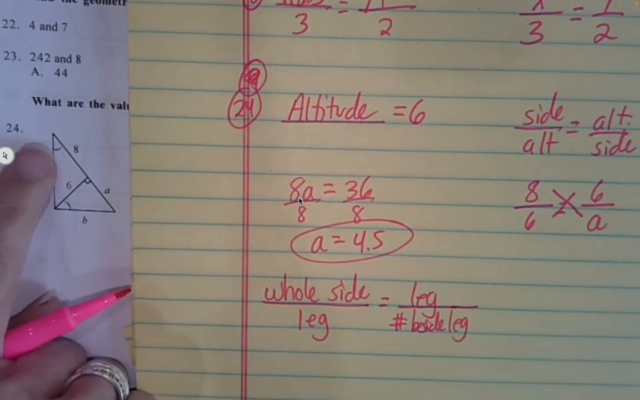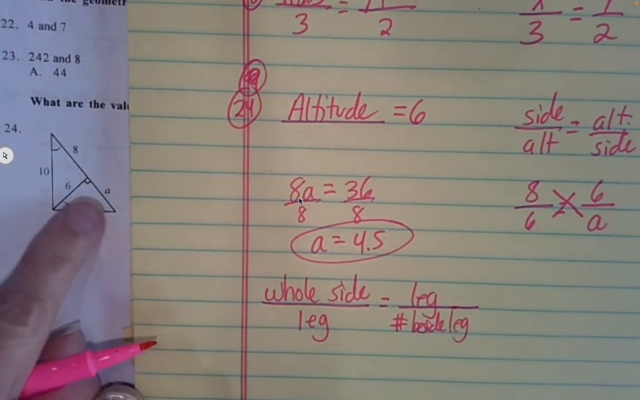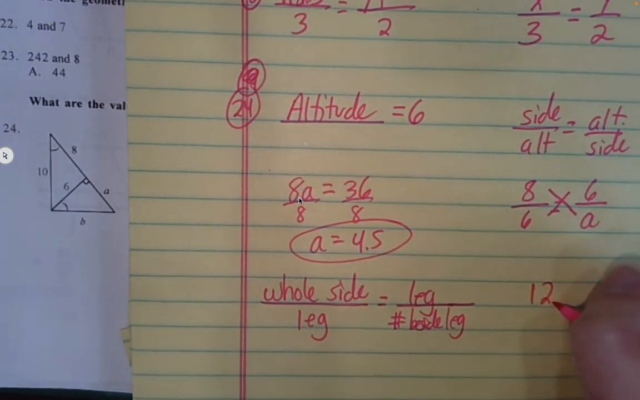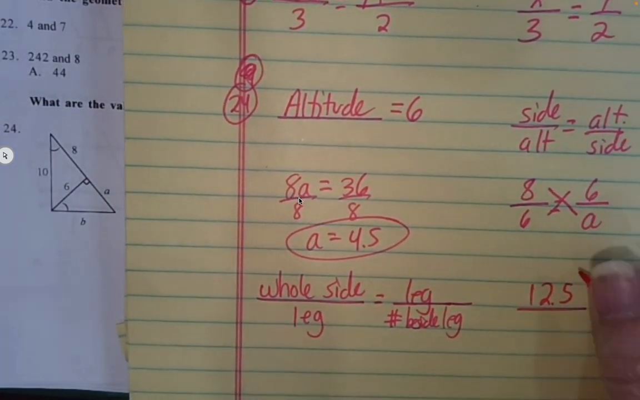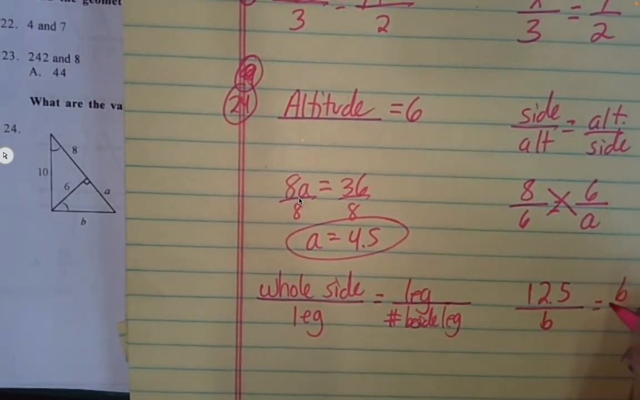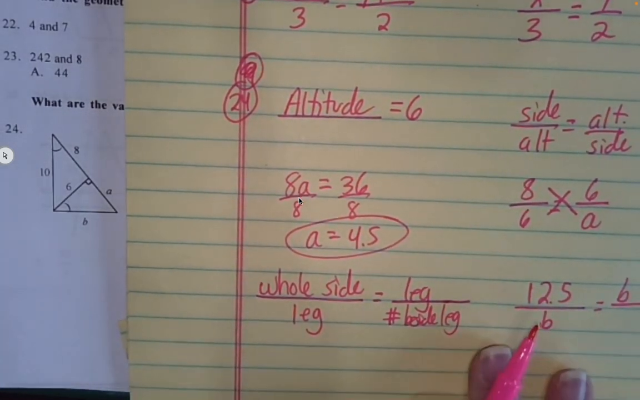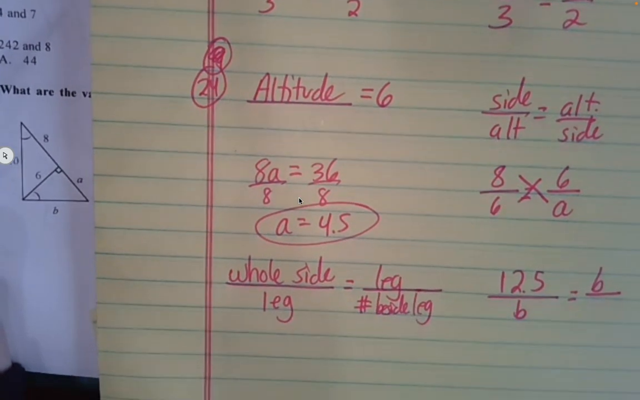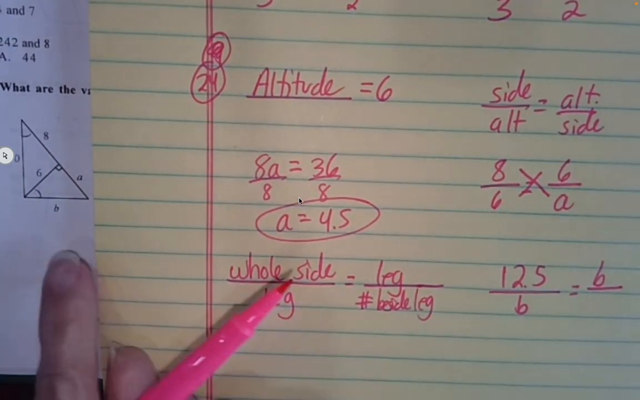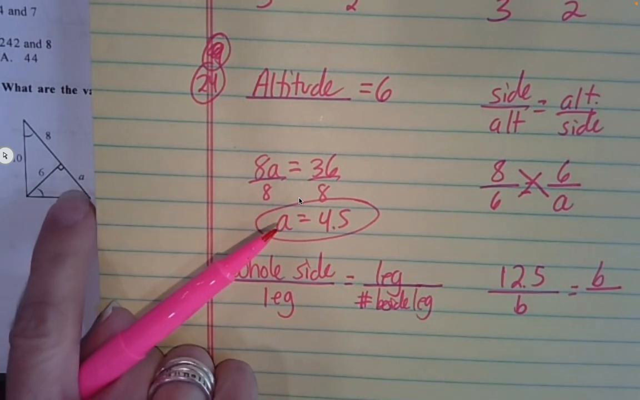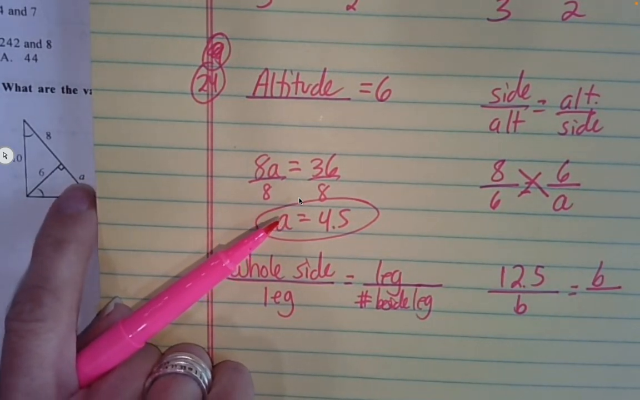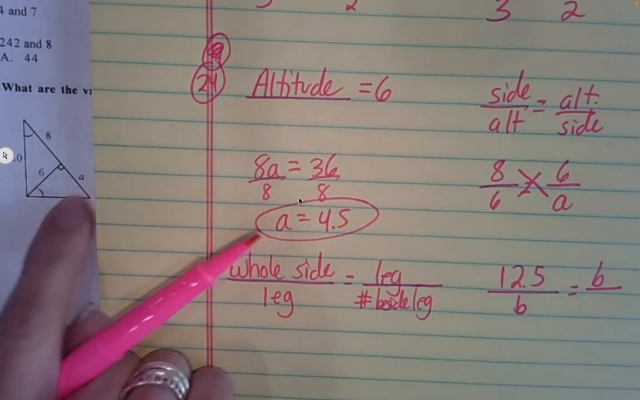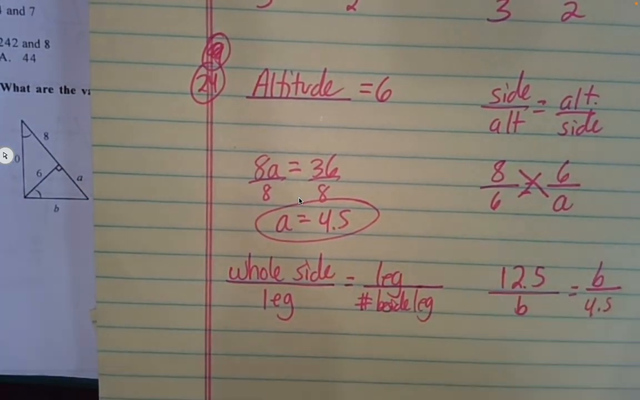So what is the length of the whole thing now? What is 8 and 4.5? 12.5. The leg is called B. Now, what is the length beside B, what I'm looking for? That length right there is A, which is 4.5. Does it say beside the leg? Yeah, the number beside the leg, which is this one right here.